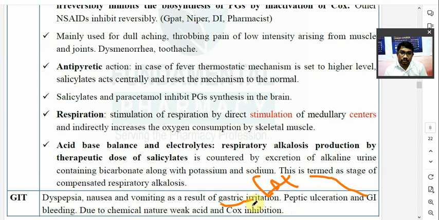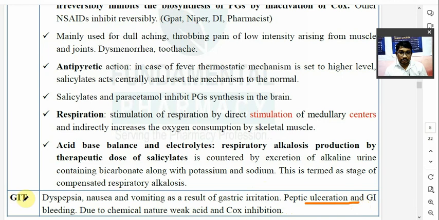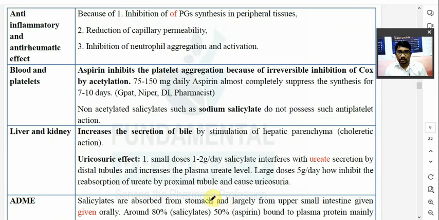So it causes the ulcer because of two reasons. First, gastric irritation. Second, inhibition of COX. Right? Yes or no? Then it also causes GIT bleeding due to its chemical nature of weak acid and COX inhibition. So this is the dual one.